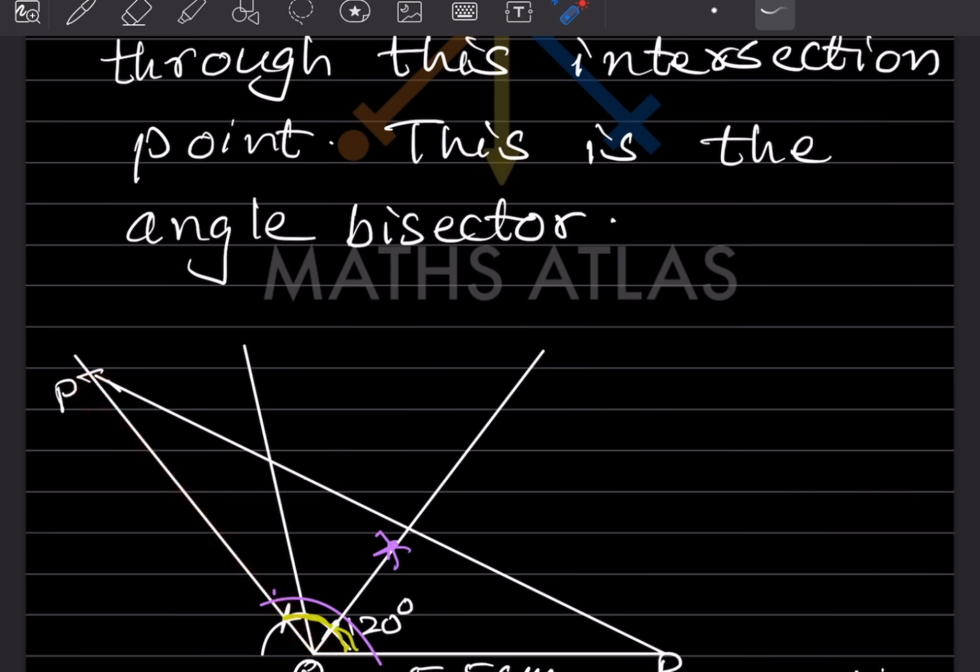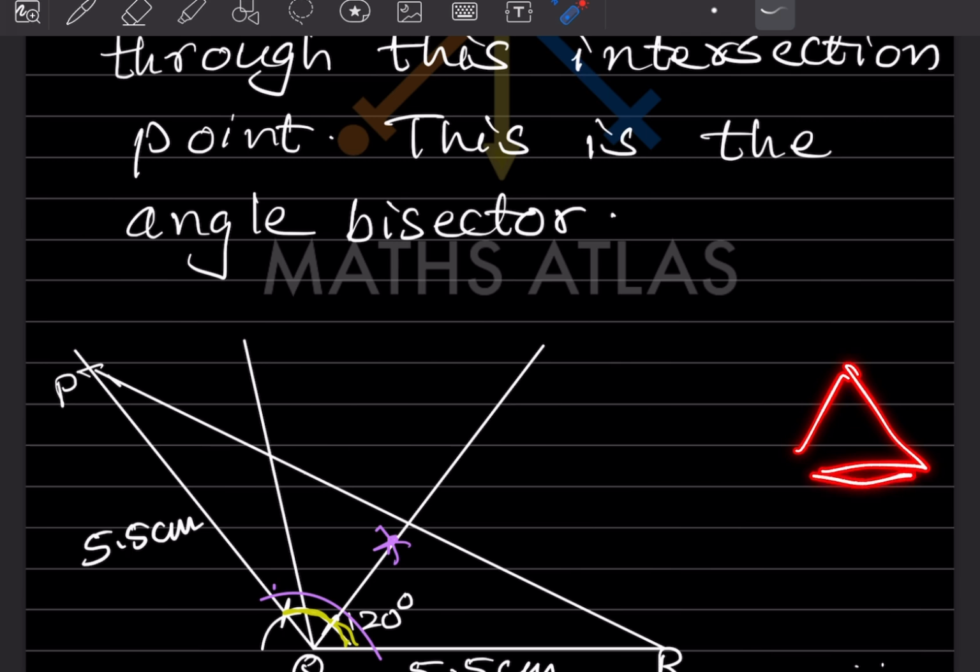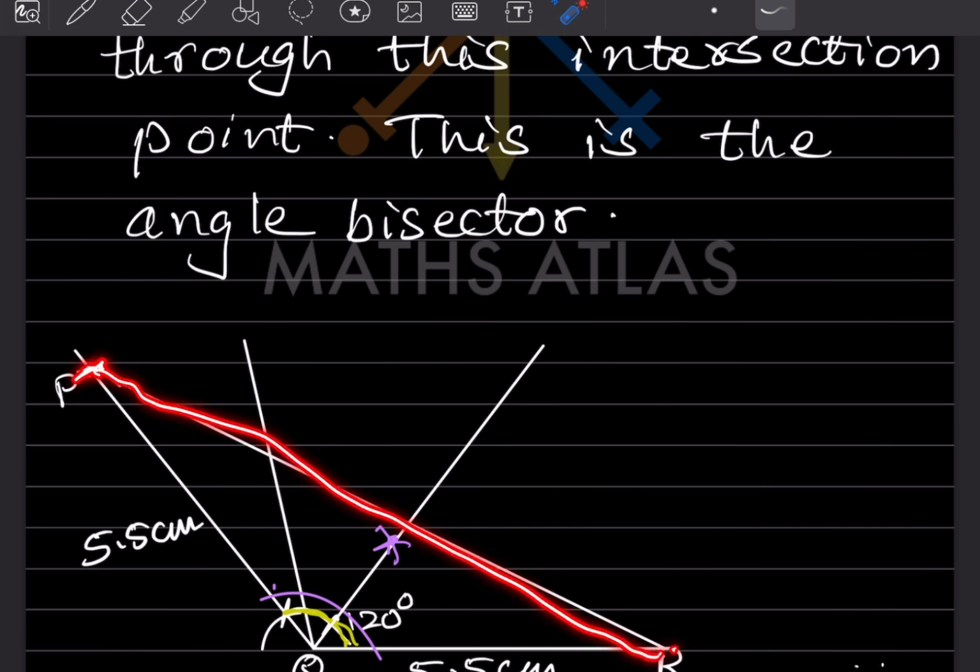So then later on, what are you going to do? This is 5.5, which means for the obtuse angle this side also should be 5.5. So you will take 5.5 on the compass, and then you are going to draw one arc over here. So later on, you will join from here to here. So this is PR. And now we are going to see the angle bisector.